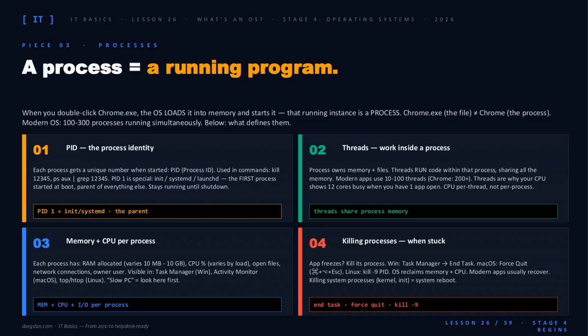Now zoom into userland and look at what's actually living there. Processes. A process is just a running program. Chrome.exe sitting on disk is a file, but the moment you double-click it, the OS loads it into memory, and that live instance becomes a process with its own identity. Every process gets a PID, owns its own memory and open files, and runs work through threads, which is why one browser can light up all your CPU cores.